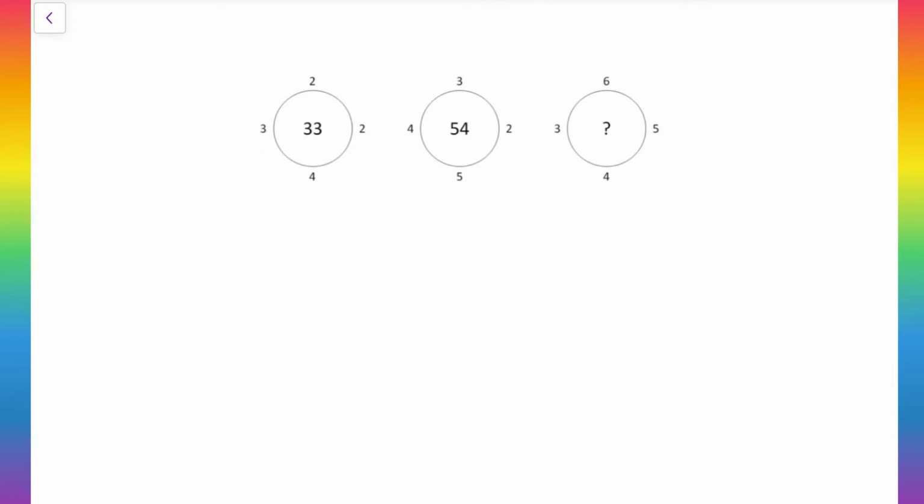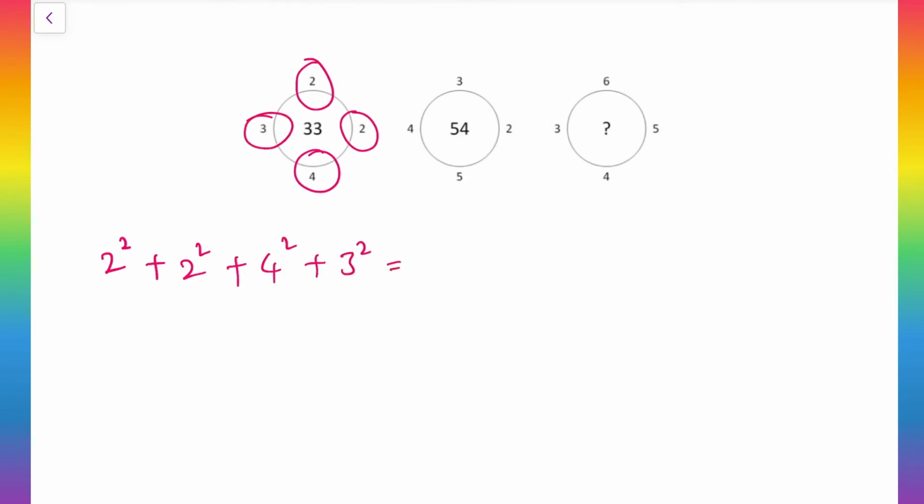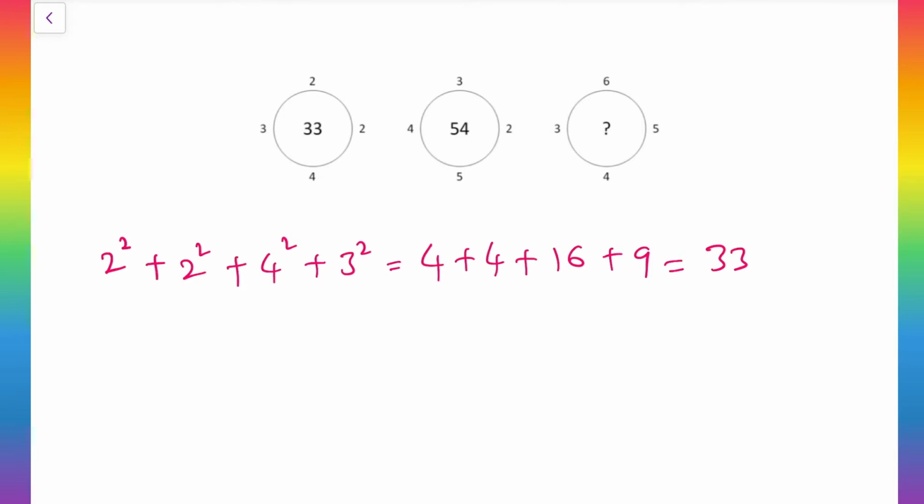Next, what I will do is, I will take the squares of the outer numbers. 2 is there, so 2 square, plus here again 2 is there, so 2 square, plus 4 is there, 4 square, plus 3 is there, 3 square. I will try to add these all. 2 square is 4 plus 2 square 4 plus 4 square 16 plus 3 square 9. 4 plus 4 is 8, 8 plus 16 is 24, 24 plus 9 is nothing but 33, which is the middle number.